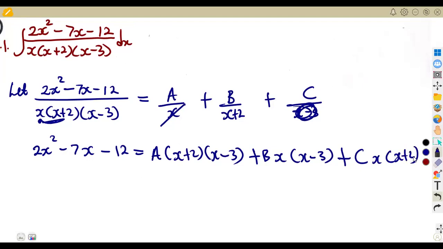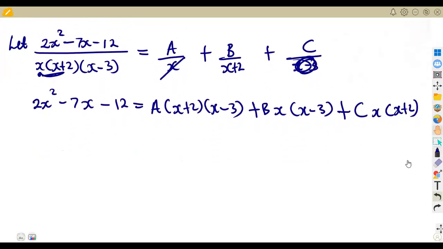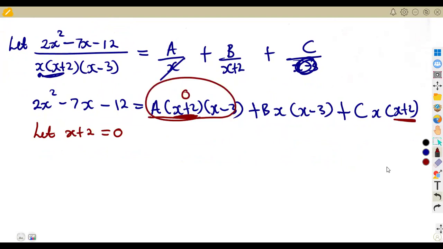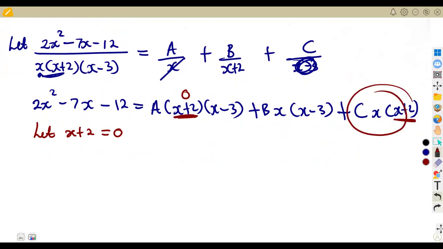These are linear terms that we have. So we can let each of these brackets start with x plus 2. There's x plus 2 here, and also here. You can let the whole bracket of x plus 2 be equal to 0. That means we have eliminated the whole of this term, since anything multiplied by 0 becomes 0. But we need to know the value of x when x plus 2 is equal to 0. X is going to give us minus 2.